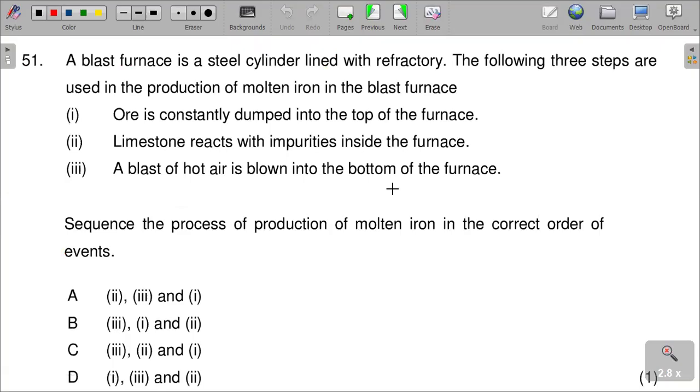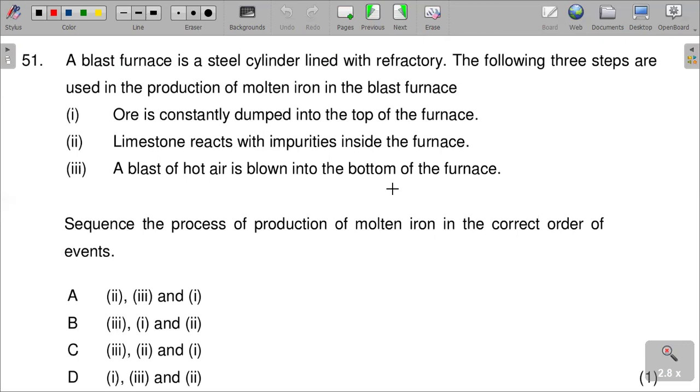A blast furnace is a steel cylinder lined with refractory. The following three steps are used in the production of molten iron in the blast furnace. Ore is constantly dumped into the top of the furnace. Limestone reacts with impurities inside the furnace. A blast of hot air is blown into the bottom of the furnace. Sequence. What is the correct order of events in that regard?